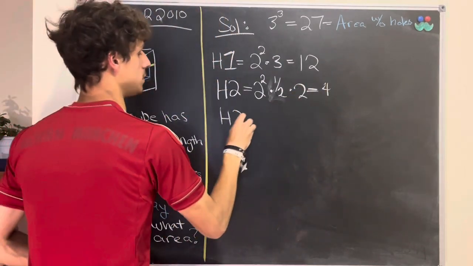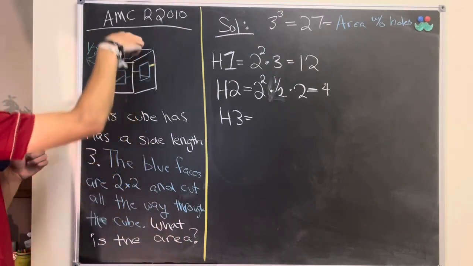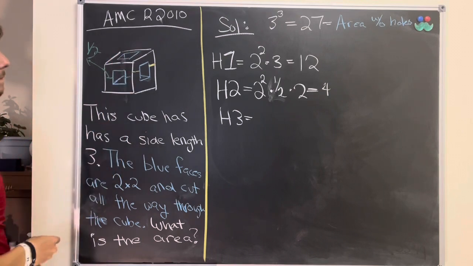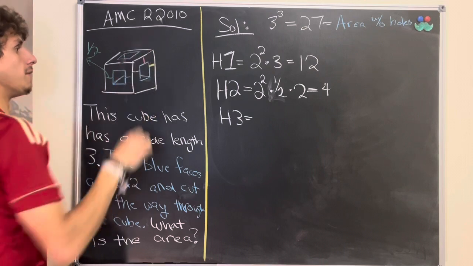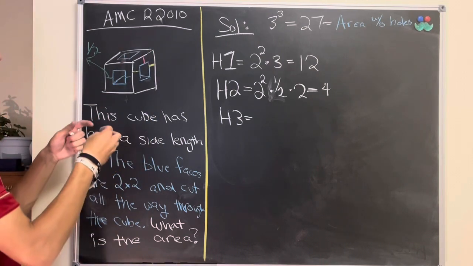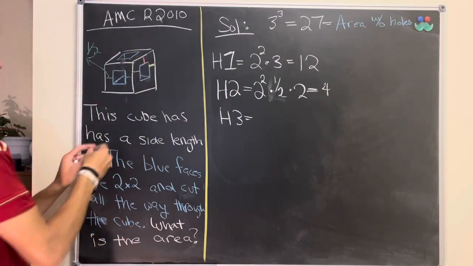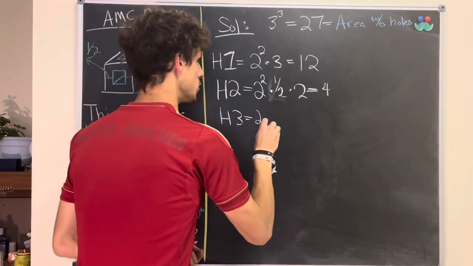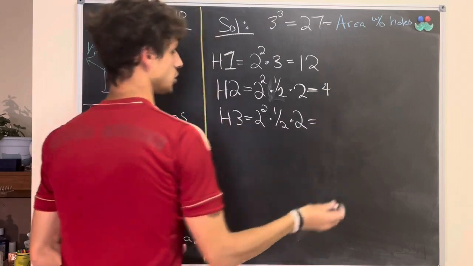And hole 3 can be calculated in the exact same way. And I'm going to use a red mark here. So the hole is going to go down this far before it hits an area that we've already calculated. And that hole is going to have a face size of 2 by 2. But then, like I said, this red length is 1/2, and this red length down here is also 1/2. So we have 2 squared times 1/2 times 2, which is also equal to 4.